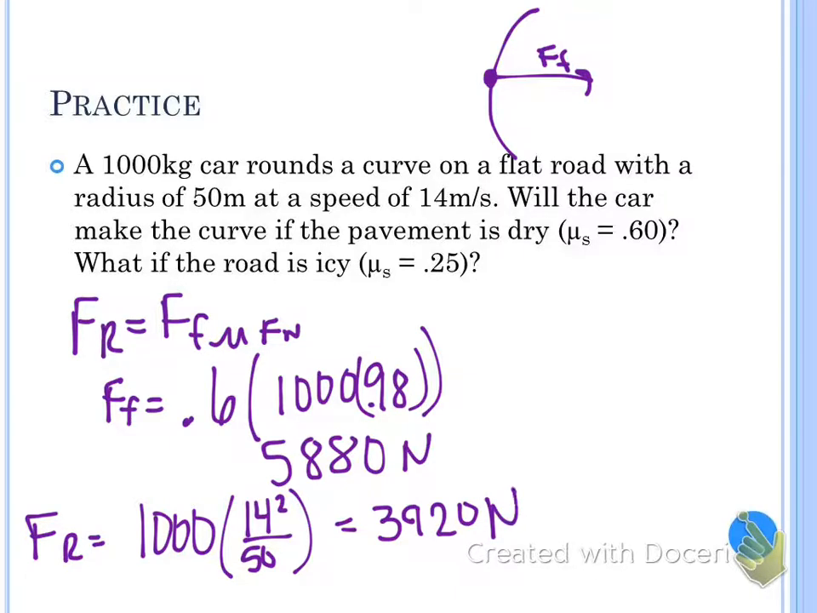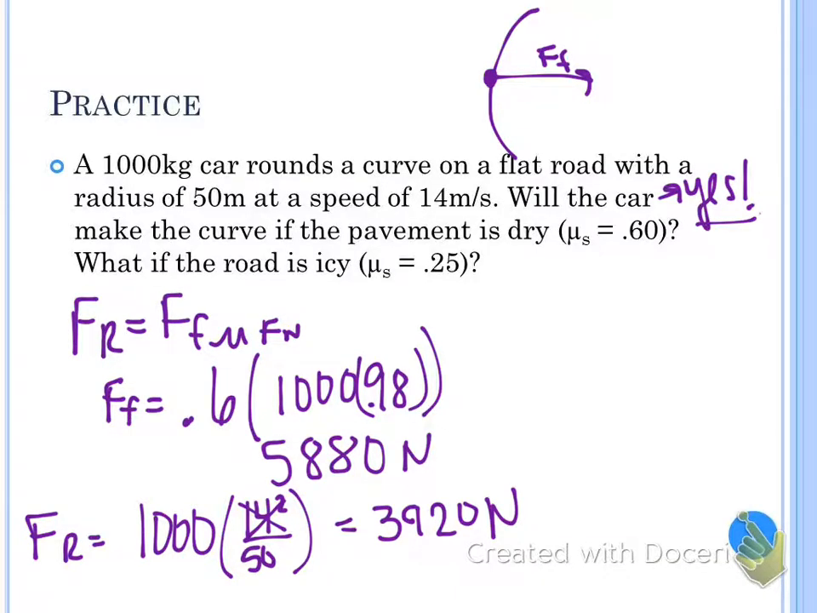Okay, so since friction is greater than our centripetal force, are we good to go? Yes, it will make the curve when it is dry. Another way you could go about solving this problem is to just solve for the velocity and see, is our velocity less than or greater than 14? We could compare our velocities. Are we going too fast, or are we going slower than we could? Does that make sense? You could do it a couple different ways.